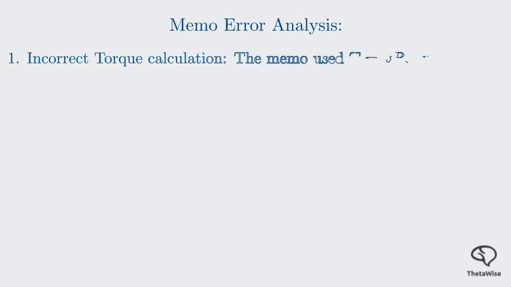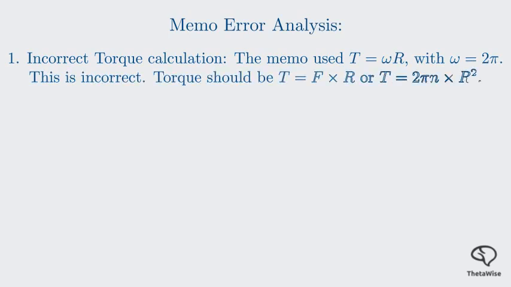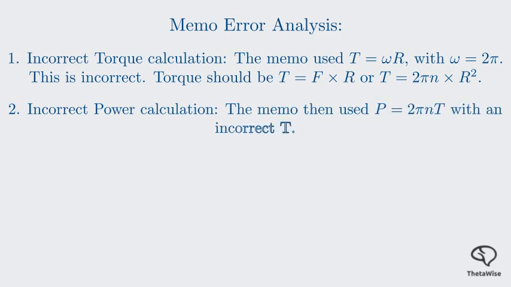First, when calculating torque as omega times r, it used omega equals 2 pi, ignoring the rotational frequency n. Torque should be 2 pi n times r squared, or simply F times r. Second, it used the incorrect torque value in the final power calculation. Based on our calculations, the correct power is approximately 3771 watts, or 3.77 kilowatts. This concludes question 8.